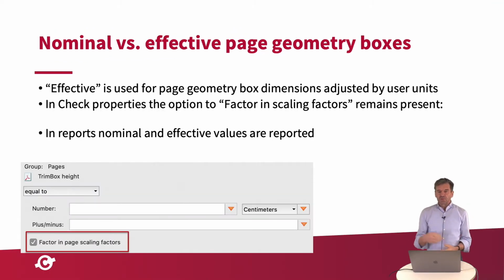So in general, this checkbox that you see here is gone, because user units are always taken into account. There is one exception when it comes to the page geometry boxes themselves. Nominally inside of a PDF file, the trim box would be different from the effective trim box, of course, because the nominal values are still the same. So in some cases, you may be interested in the nominal real values that are written inside of the PDF file, and not the effective ones that are multiplied by the user unit entry. So for these particular properties that deal with the page geometry boxes, this checkbox remains in the UI.